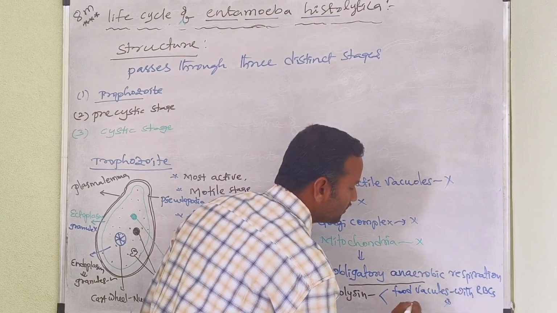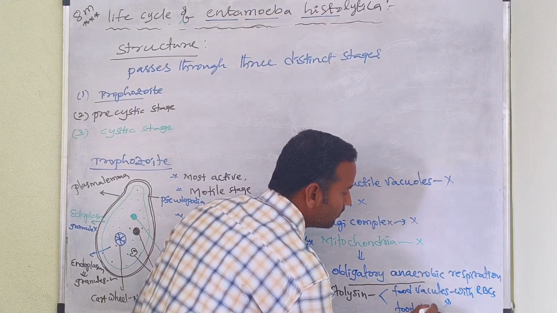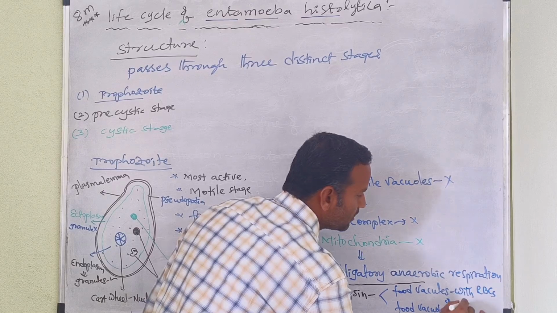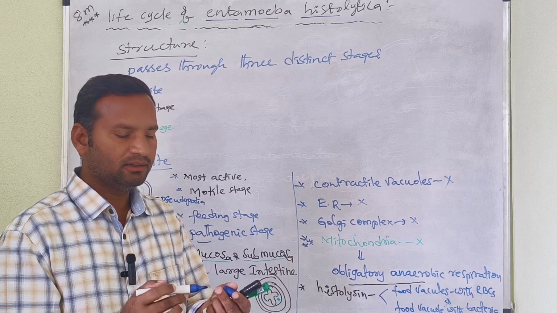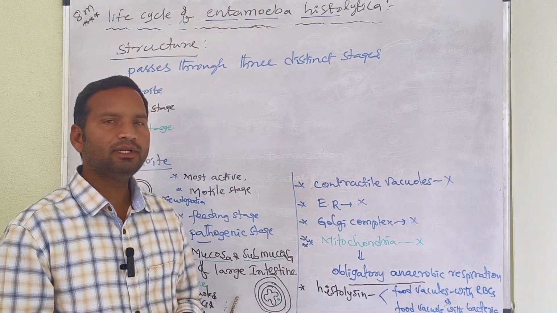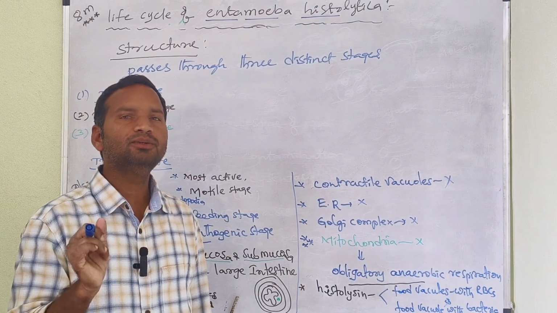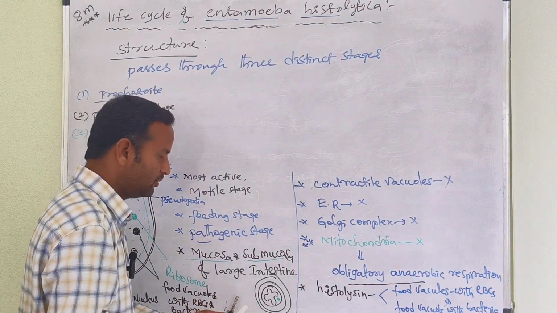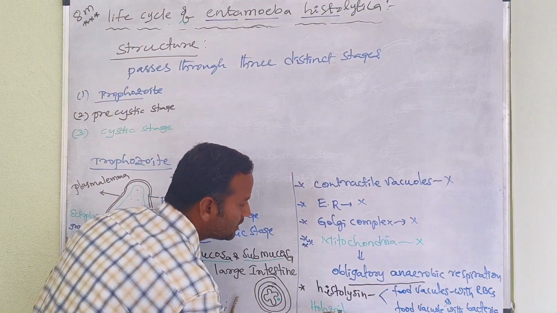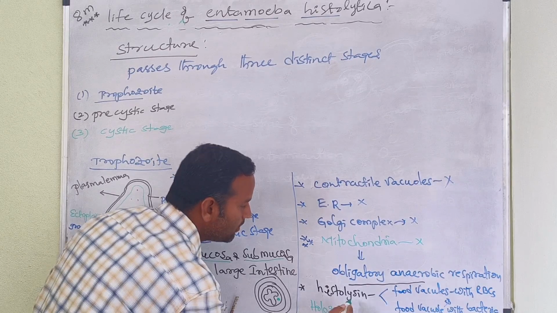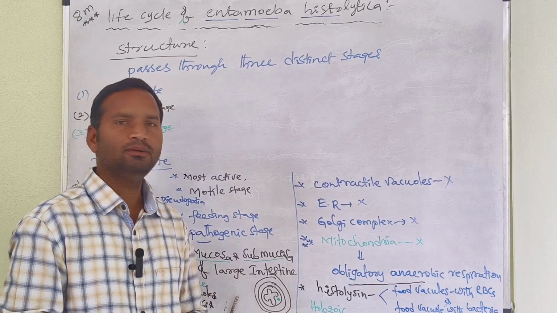with RBCs and food vacuoles with bacteria. That's it. Whatever the nutrition is, the type of nutrition is holozoic. Holozoic means what? Holozoic means intake of food into the body in the form of liquid or solid. That is called holozoic.